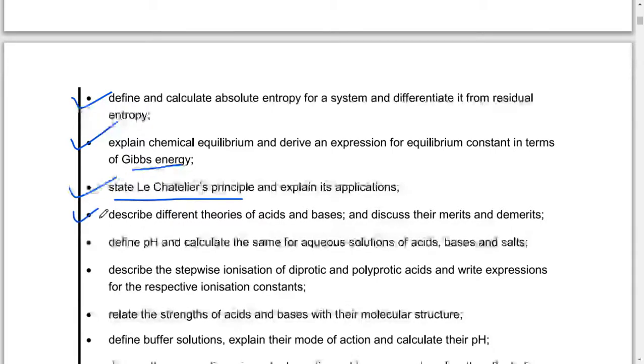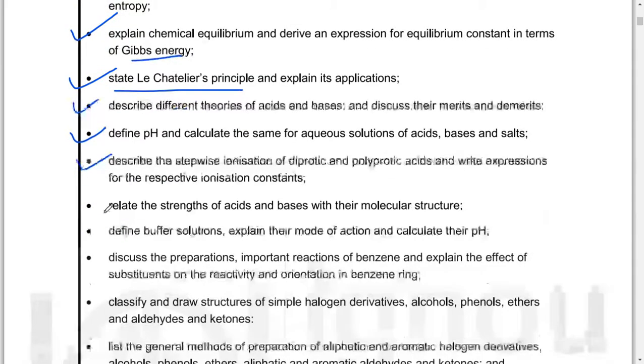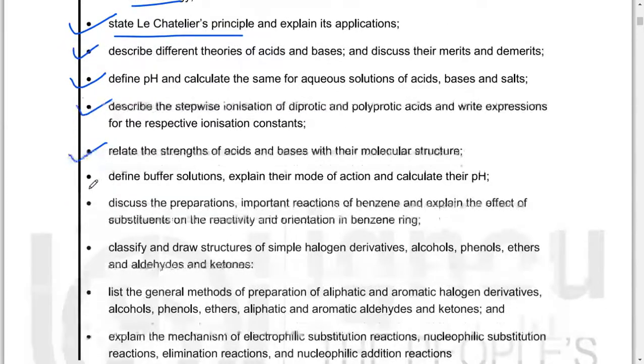Describe different theories of acid and bases and discuss their merits and demerits. Define pH and calculate the same for aqueous solution of acid, bases and salts. Describe the stepwise ionizations of diprotic and polyprotic acid and write expressions for the respective ionization constant. Relate the strength of acid and bases with their molecular structure. Define buffer solution, explain their mode of action and calculate their pH.